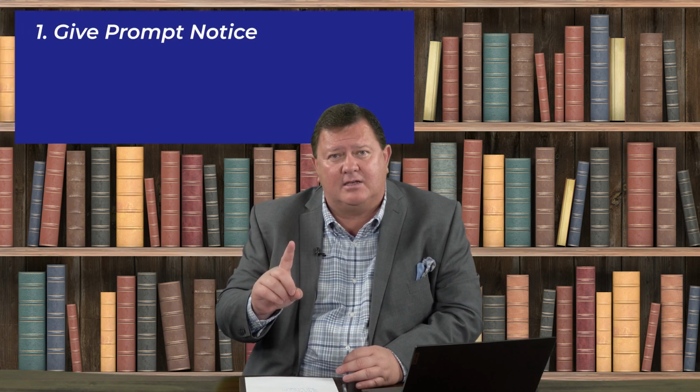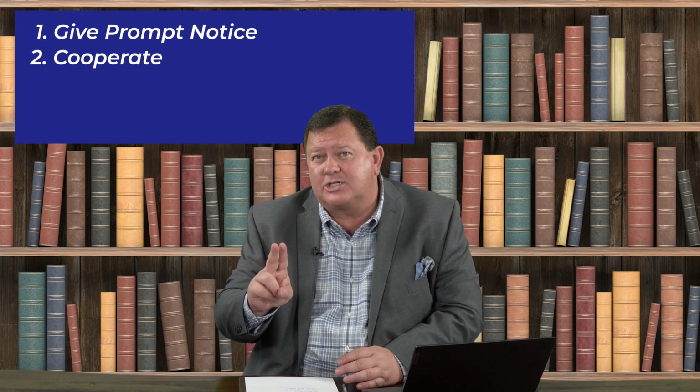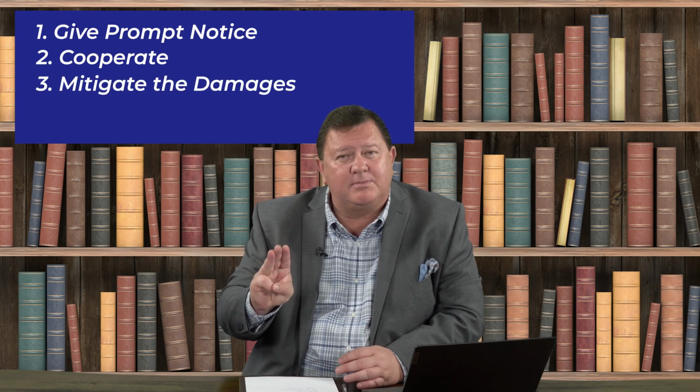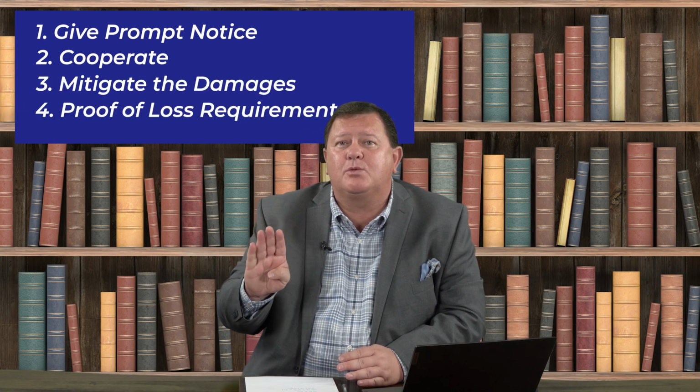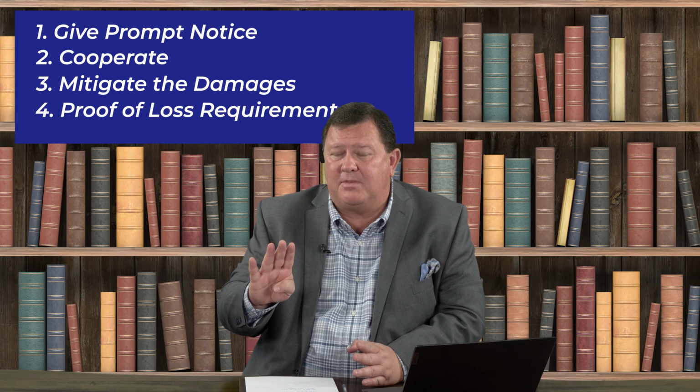So let's do a quick recap. We're talking about just 5 post-loss obligations. There are more post-loss obligations under the terms and conditions of the policy, but we're talking about 5 right now. First one, give prompt notice. Second one is to cooperate and show the property. Third one is to mitigate the damages. The fourth one is the proof of loss requirement.